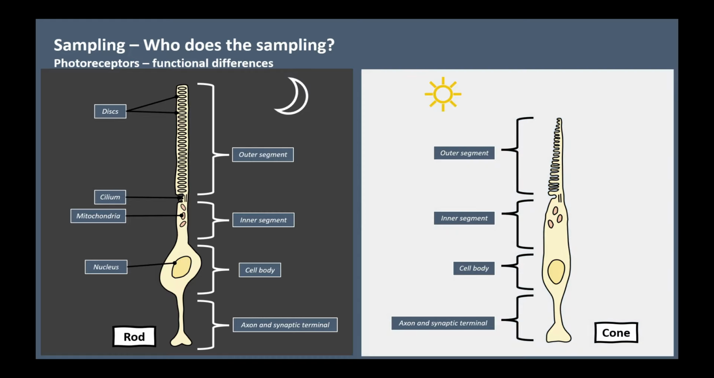Cones are much less sensitive to light. They do not contribute to night vision but are solely responsible for vision in daylight. Their response is considerably faster than that of rods. Primates have only one type of rod, but three kinds of cone photoreceptors, distinguished by the range of wavelengths to which they respond.